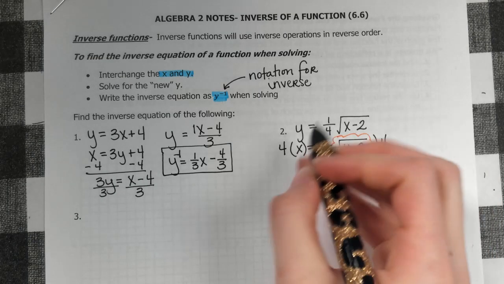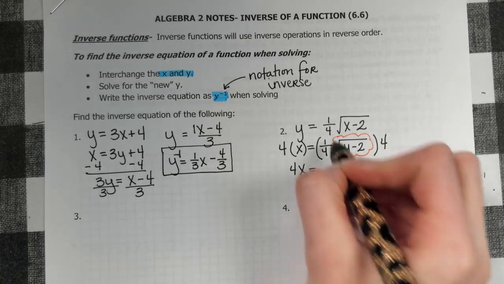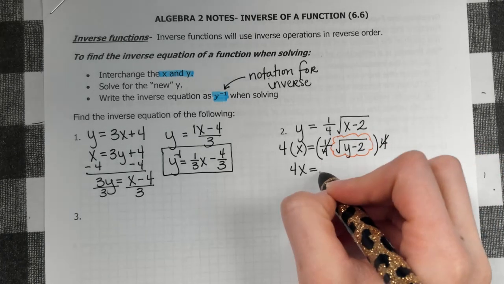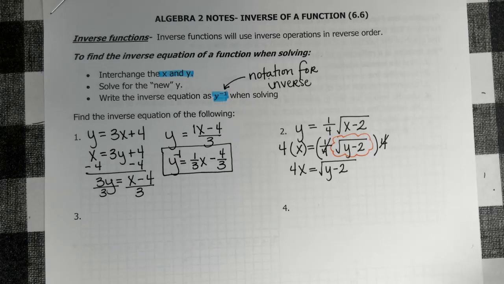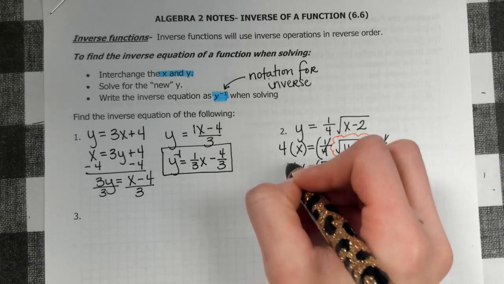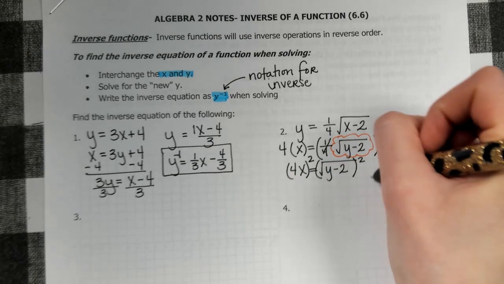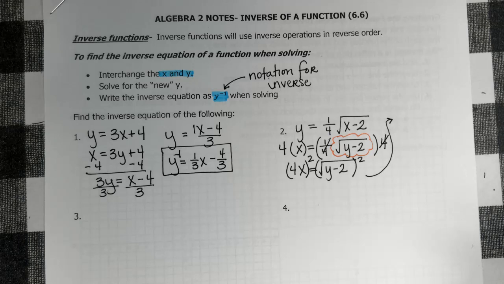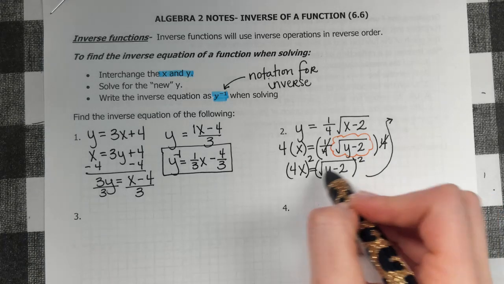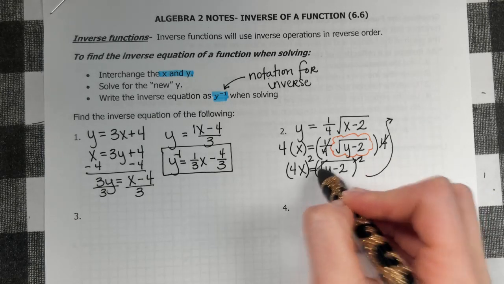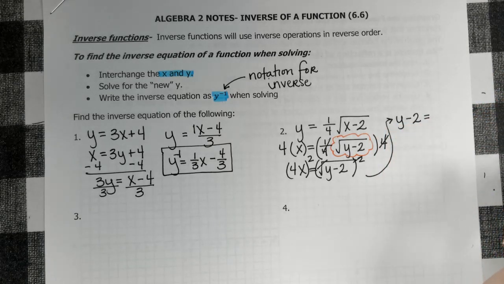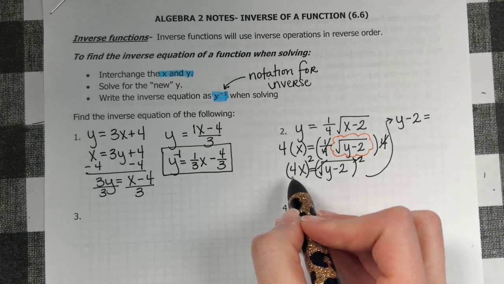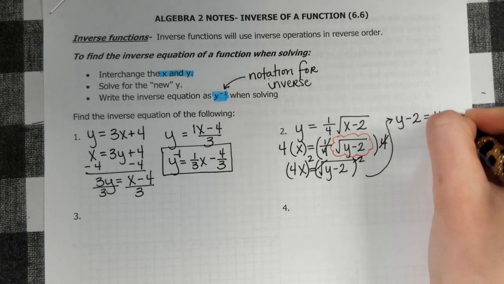Okay, so then 4x is equal to that 1/4 and 4 cancels. Now I have the square root of y minus 2. Now how do I get rid of radicals? I square both sides. When I square this radical, that will undo it, leaving me with y minus 2. And then the 4x as a whole squared becomes what? 16x squared. You have to be careful with that.